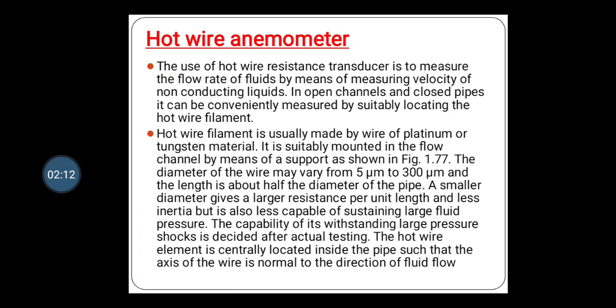The diameter of the wire may vary from 5 micrometers to 300 micrometers, and the length is about half of the diameter of the pipe. A smaller diameter gives a large resistance per unit length and less inertia, but it is also less capable of sustaining a large fluid pressure. The capability of withstanding large pressure shocks is decided after actual testing. The hot wire element is centrally located inside the pipe such that the axis of the wire is normal to the direction of the fluid flow.